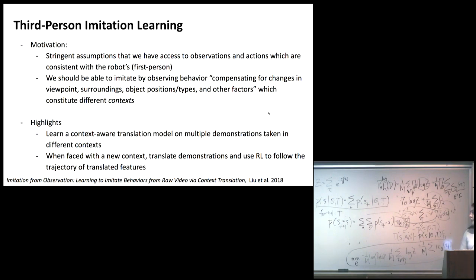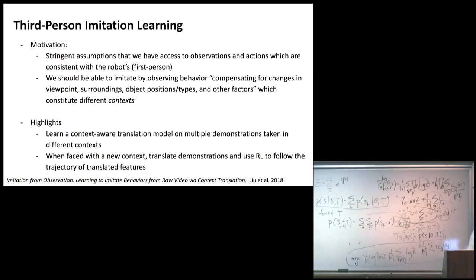Another line of research is third-person imitation learning. So far we've assumed that the observations and actions that we get from the demonstrator are aligned with the robot's. This way we can use supervised learning approaches like behavioral cloning. And this is what's called first-person imitation.